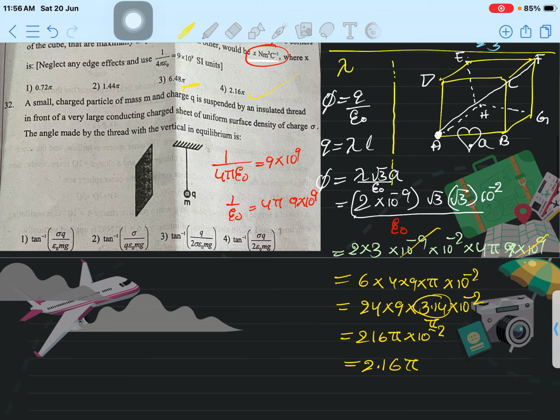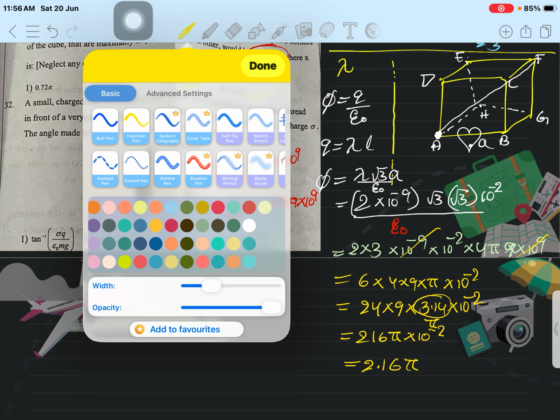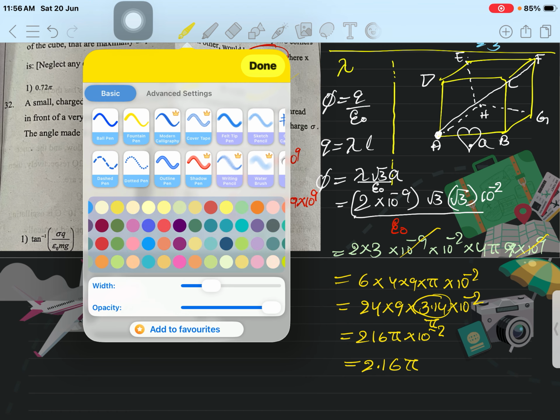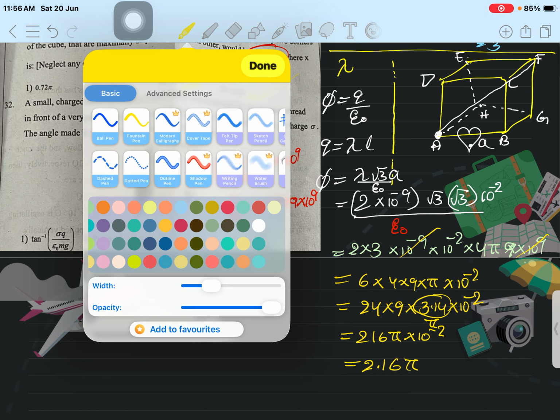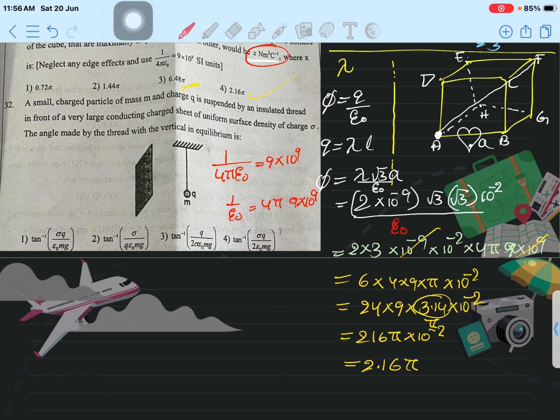Let's go to 30 seconds, sir. Let's see the question first. So a small charged particle of mass m and charge q are suspended by insulated wire in front of a very large conducting sheet of uniform surface charge density.